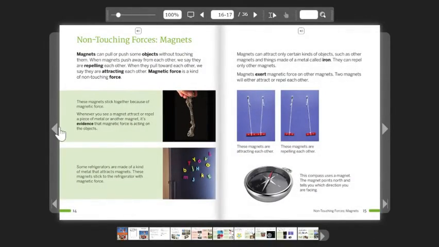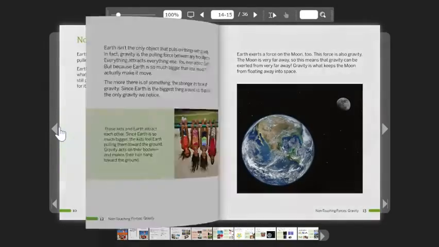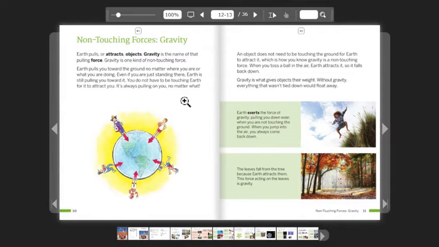All right, so that's the end of our section on gravity. Remember, our purpose was to find out, I forgot our purpose now, one second.